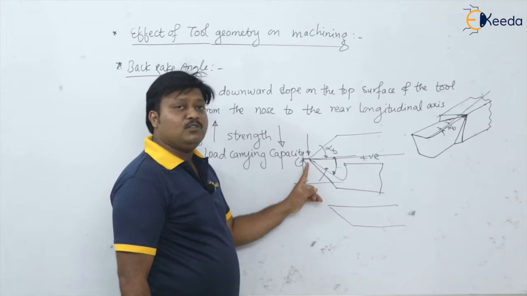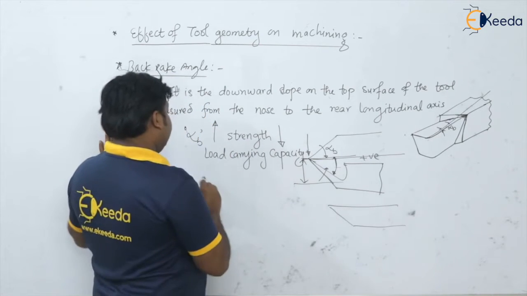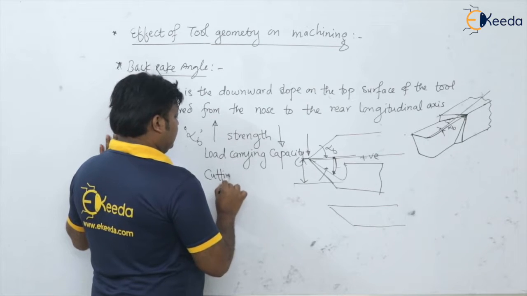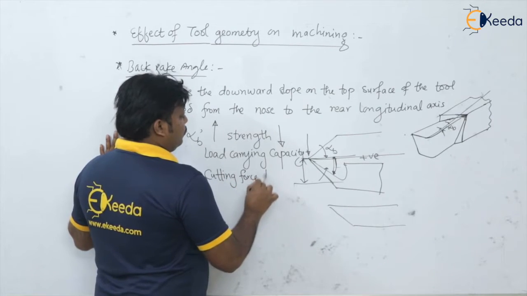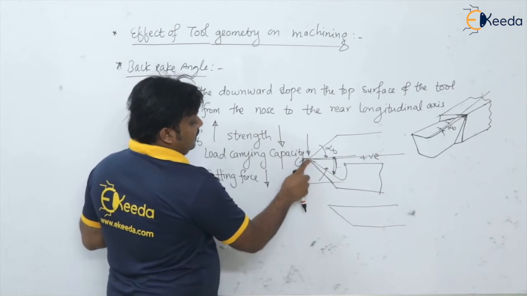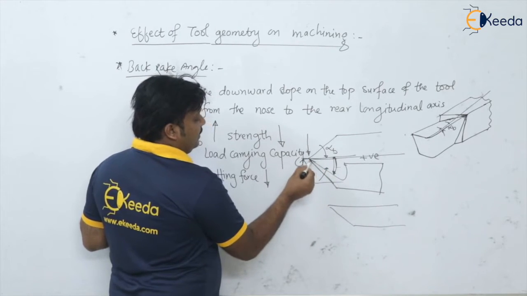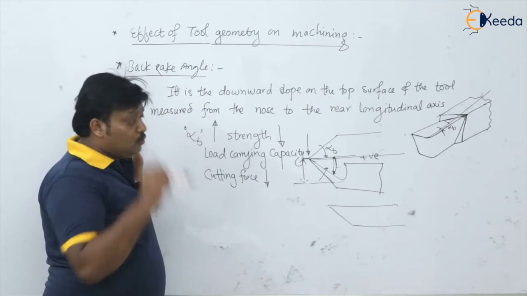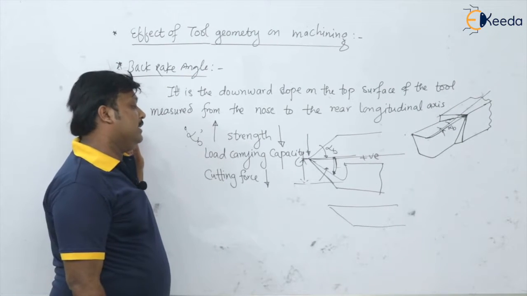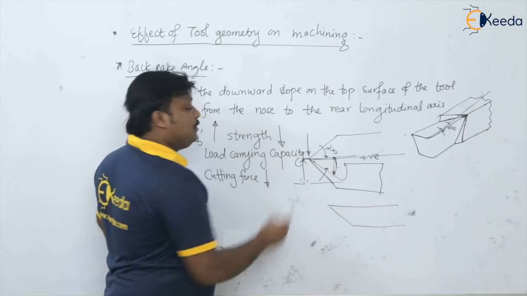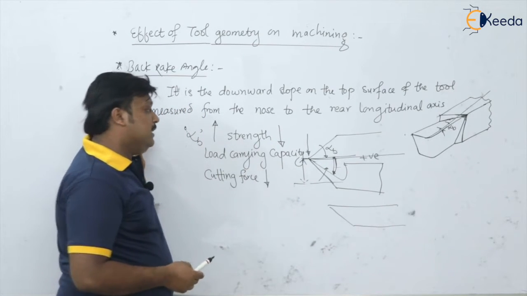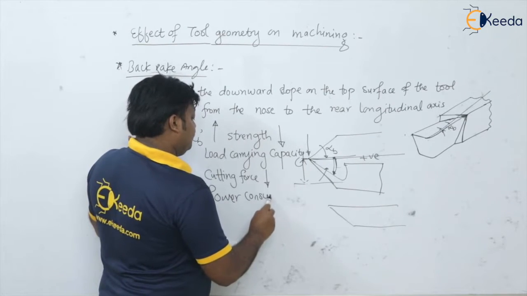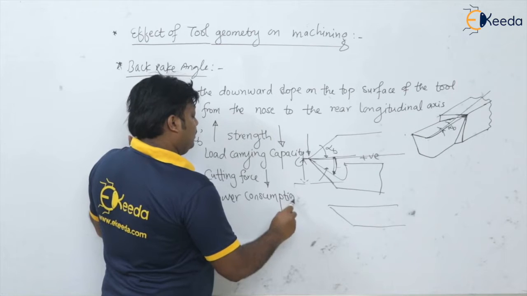Now as this alpha b increases, you can see here the cutting forces and the power consumption, what is going to happen? Please remember that when rake angle increases, the cutting forces are going to decrease. As you go on increasing alpha b, there will be only point contact between the tool tip and the workpiece material, therefore the cutting forces are going to be less. As cutting force is going to be less, please remember power consumption also goes on decreasing.